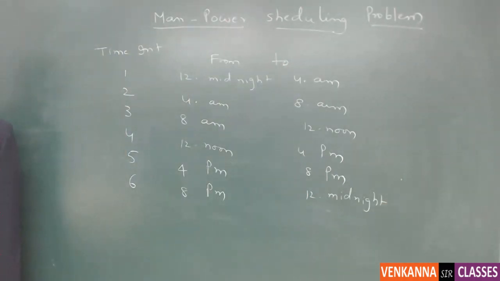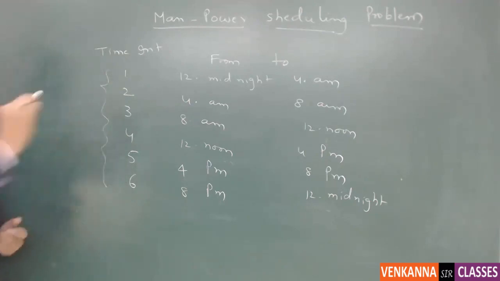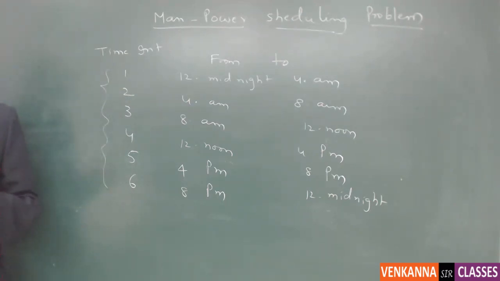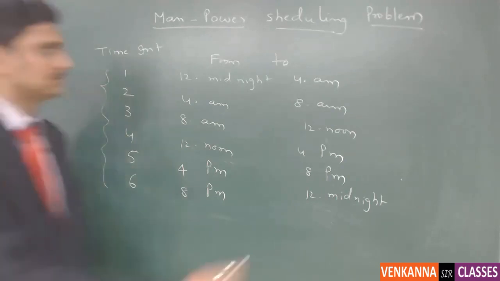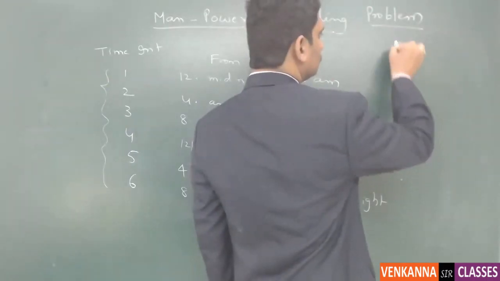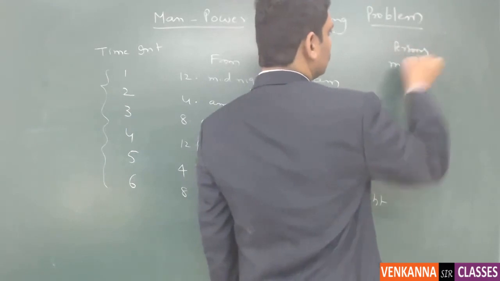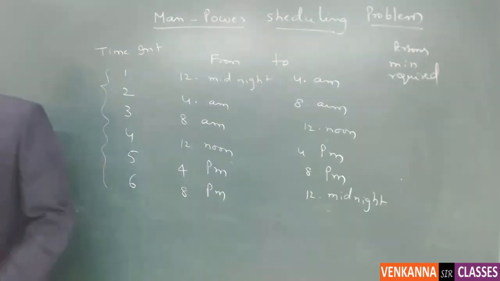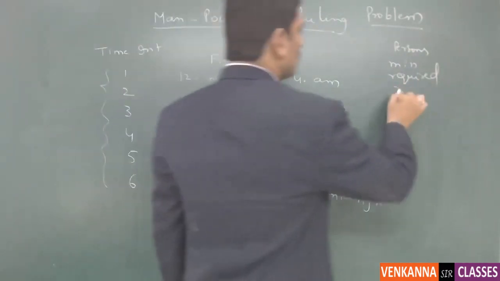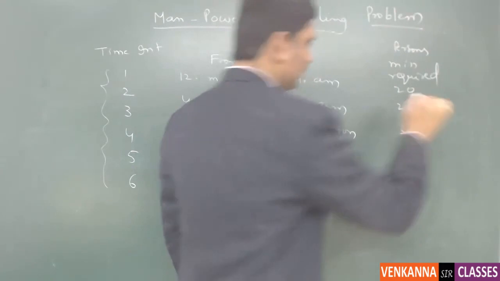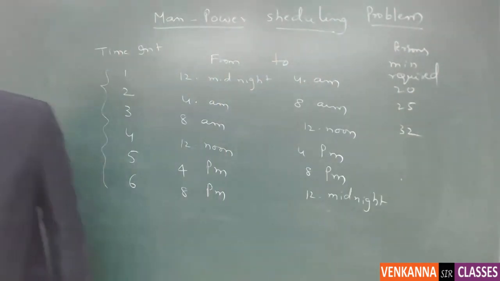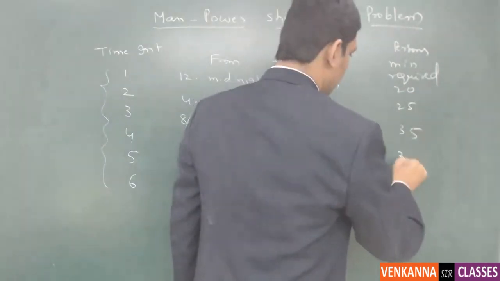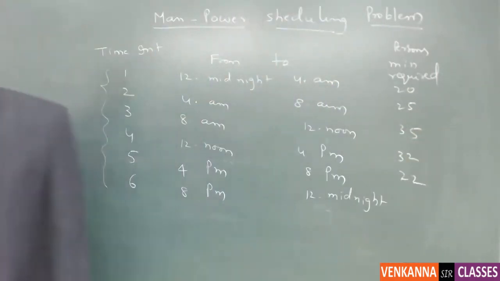Because for every 4 hours, a person has to report. In a day, we have 24 hours, so we will get 6 time intervals. And the minimum number of persons required is given by 20, 25, 32, 35, 32, 22, and 15.